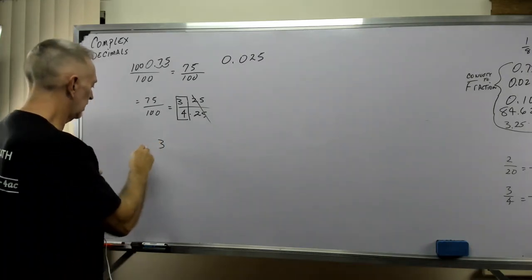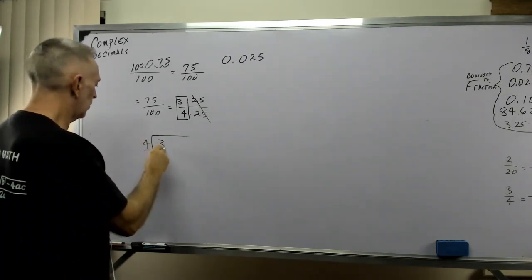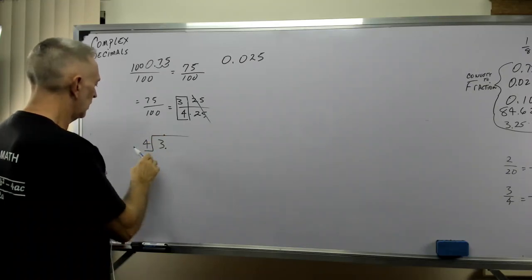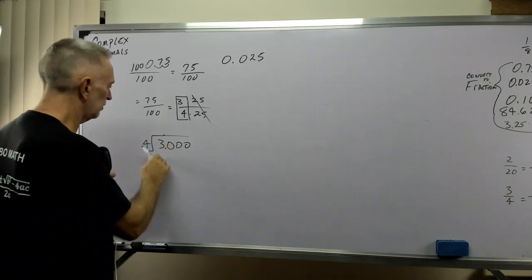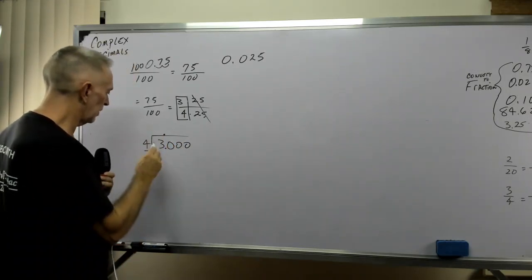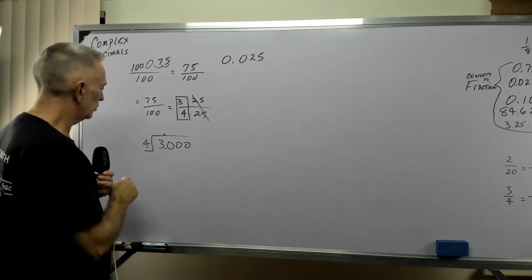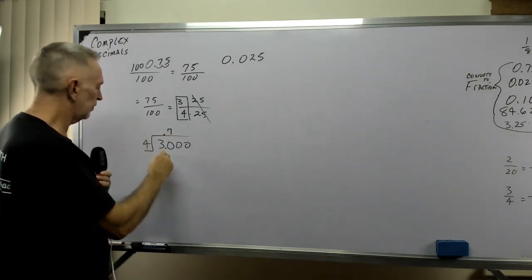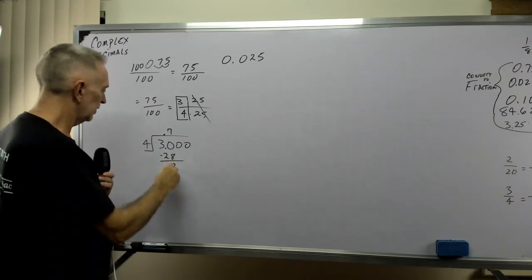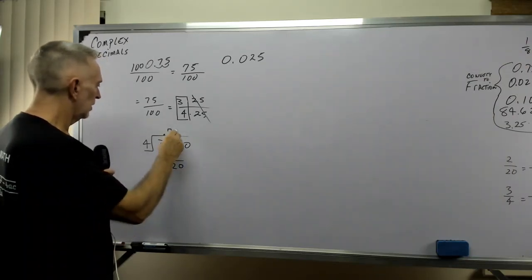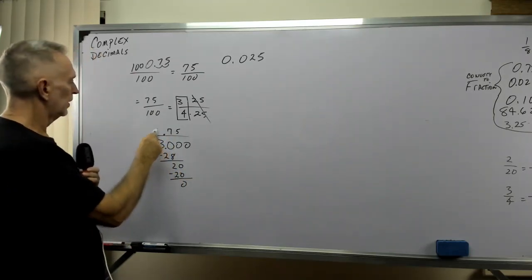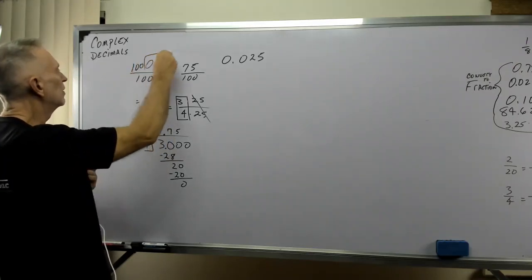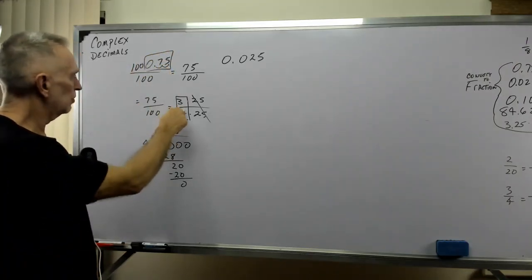Let's see if we can check that. 3 divided by 4. Now I have a decimal point right here. Well, 3 can't go into 4, so I'm going to put a few more zeros out here, so I've got my decimal point there. Well, 4 goes into 30 7 times. 7 times 4 is 28. Leaves me 2, bring down the 0. 5 times 4 is 20. 20 minus 20 is 0. Hey, 0.75 was what I started with. So that is 3 over 4.